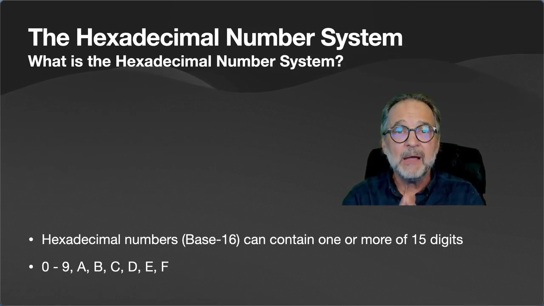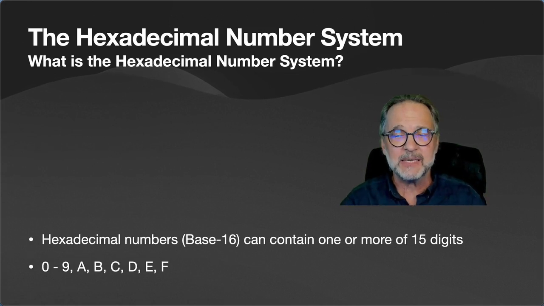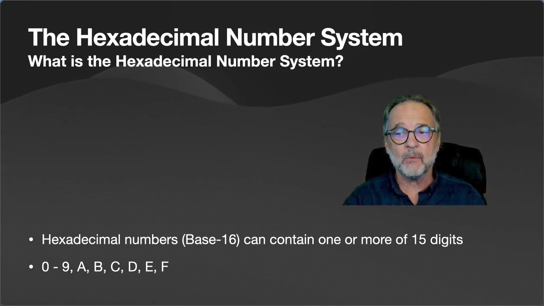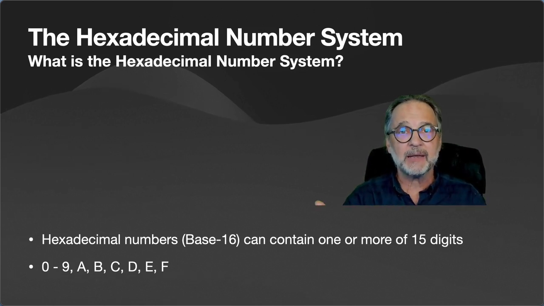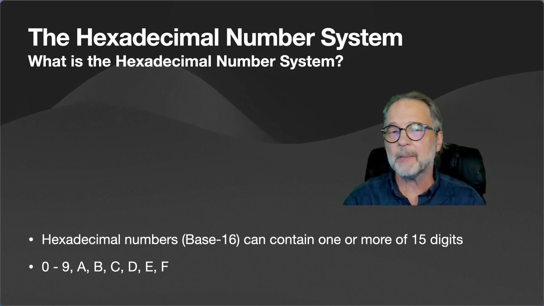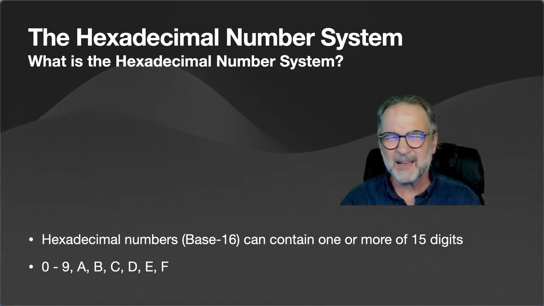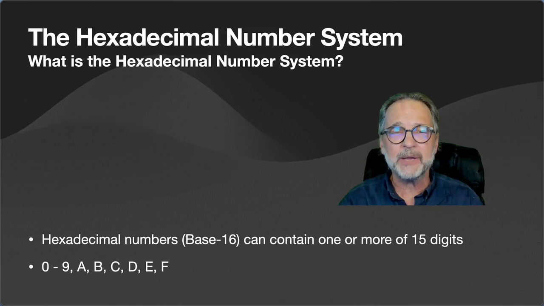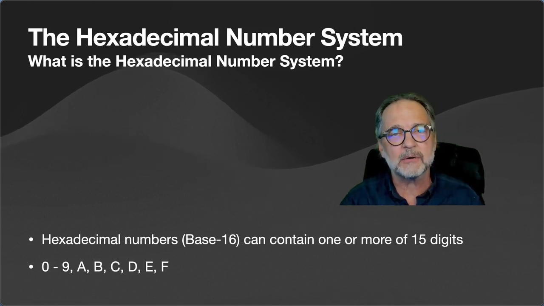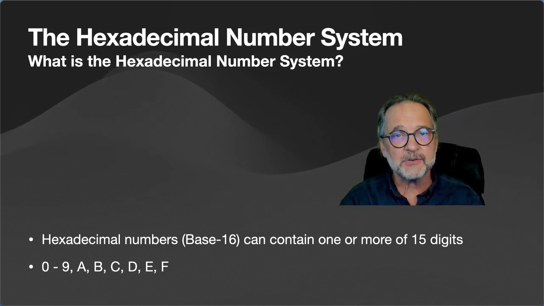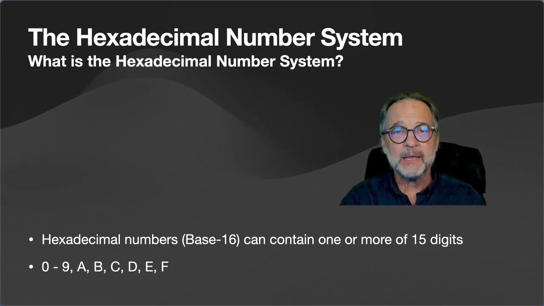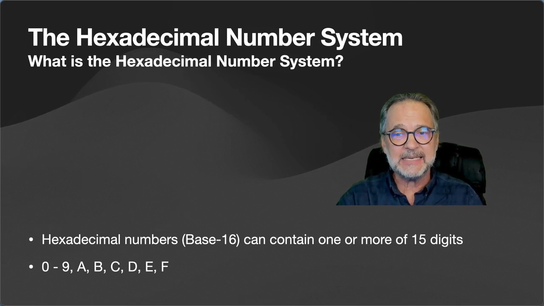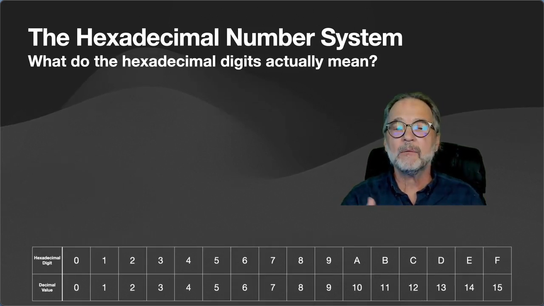So hexadecimal numbers, base 16, can contain one or more of 16 different digits. It's 0 through 9 and A through F. The letters can be capitalized or not, it doesn't matter. Well, that's kind of weird, right? 0 through 9, A through F. We don't have any other numeric digits than 0 through 9. So the inventors of the hexadecimal, how it's represented to human beings, added the A, B, C, D, E, and F. Now, what does that mean?